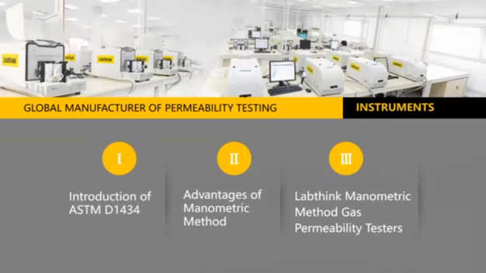Today's talk will be divided into three sections. To start with, I'm going to give you an introduction to ASTM D1434, which is the standard describing the method of gas permeability measurement using differential and volumetric pressure. We're going to take a look at some of the advantages that this method can provide under certain circumstances, and then finish with a comparison of the manometric method gas permeability testers.